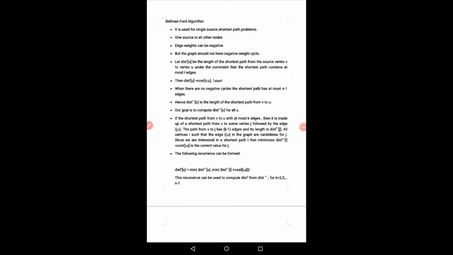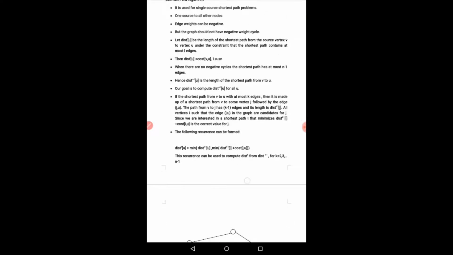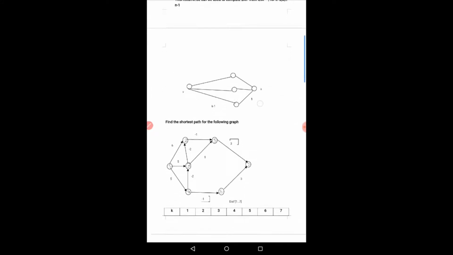In this video, we will discuss Bellman-Ford algorithm. So coming to Bellman-Ford algorithm, it is a single source shortest path algorithm. So single source shortest path means here we can see one example problem.